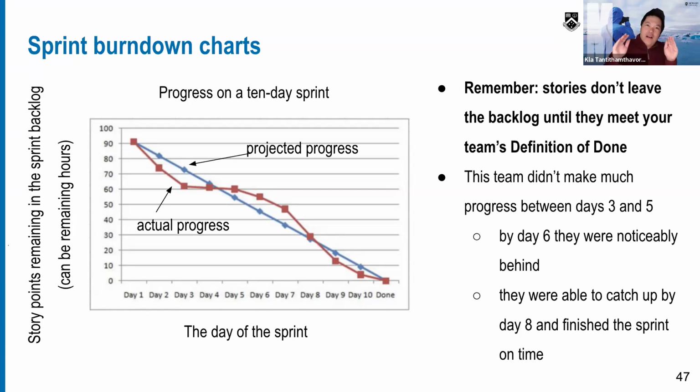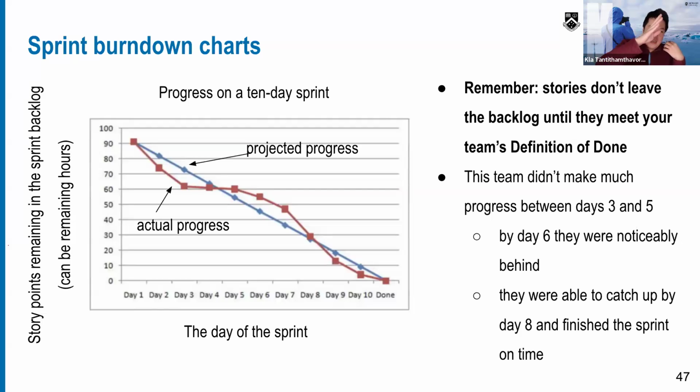Let's say I work in a sprint. I have 100 story points that I need to work, and I need to finish everything within 10 days. And then you can track the projected progress, that's the trajectory, the prediction. This is the ideal line that we should follow.